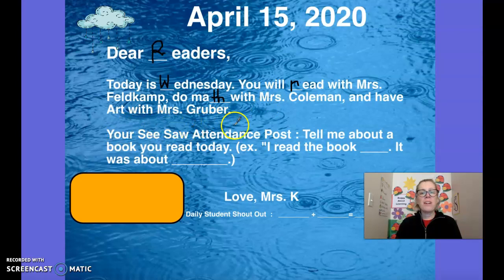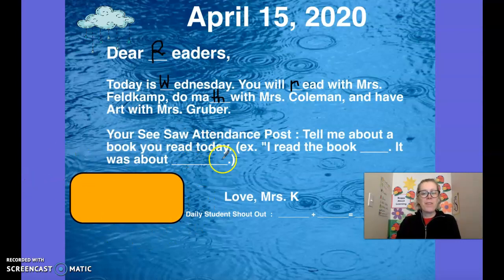Your Seesaw attendance post. So this is what you need to comment below for your attendance today. Tell me about a book you read today. For example, this is what it could sound like. Miss K, I read the book, and tell me the name of the book. It was about, and tell me something about that book. For example, if you read a pigeon book, you could say it was about a silly pigeon. Or you might want to try a book on Raz Kids today. Tell me about a book that you read on Raz Kids today.